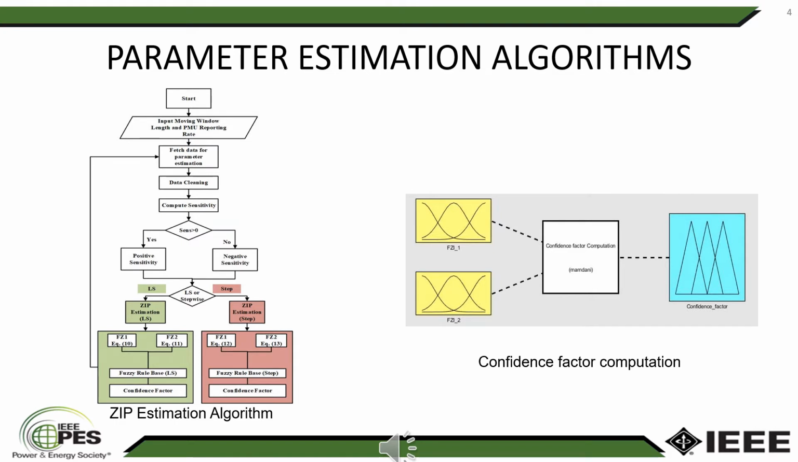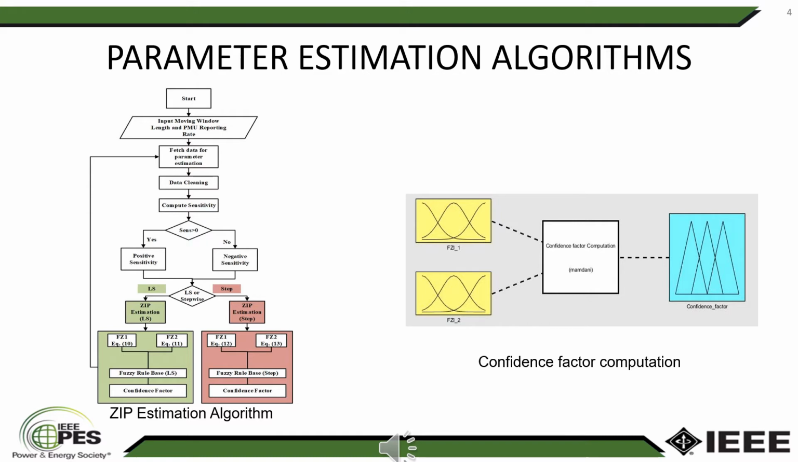This slide presents the flowchart for the parameter estimation algorithm. Once we have the moving window length and PMU reporting rate as input, we fetch the parameter estimation data, and after data cleaning, we compute the sensitivity. If the sensitivity is positive, we use the positive sensitivity model for parameter estimation, and if the sensitivity is negative, we use the negative sensitivity model, and we estimate parameters using stepwise linear regression and also the least squares regression.